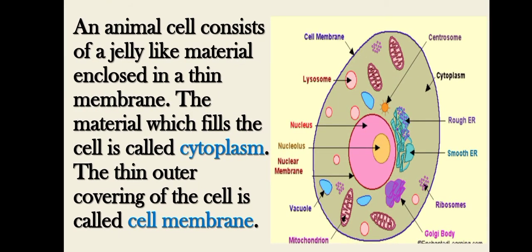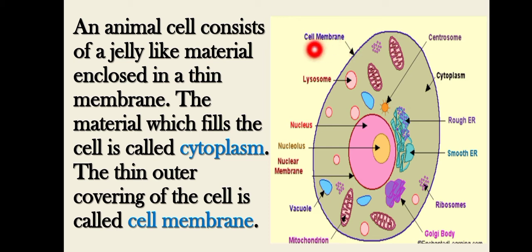An animal cell consists of a jelly-like material enclosed in a thin membrane. The material which fills the cell is called cytoplasm. Cytoplasm is the ground system of a cell.